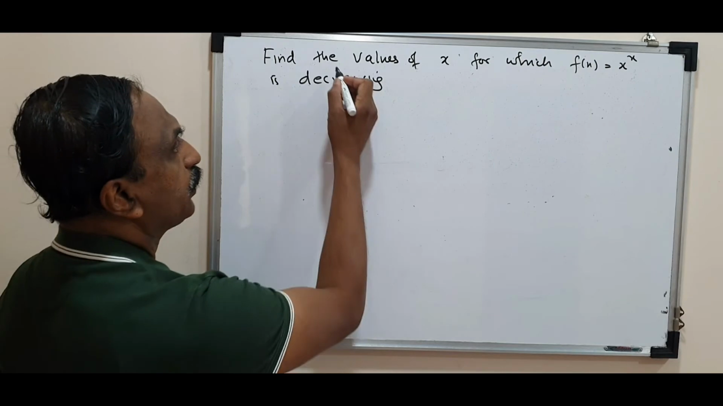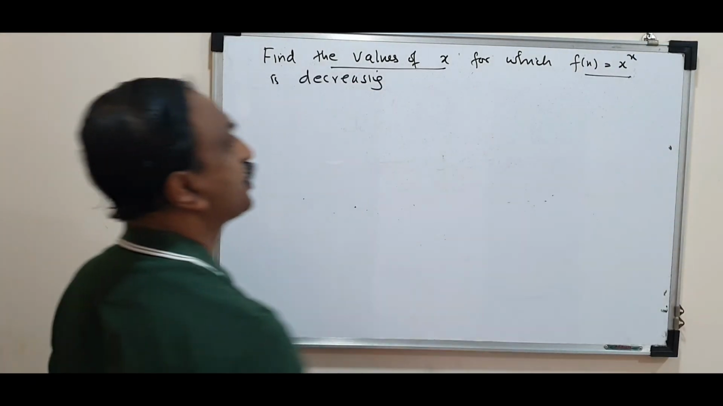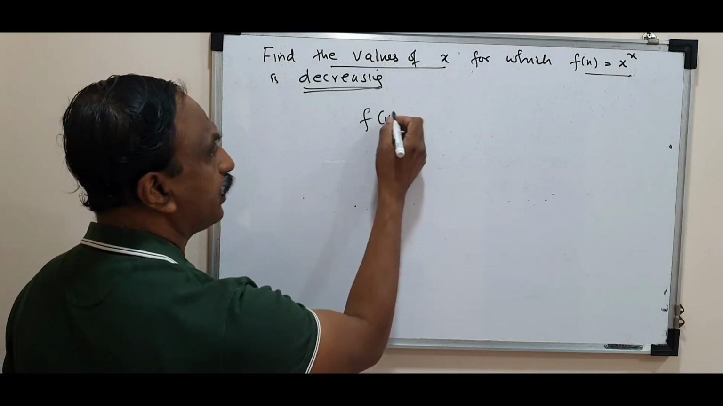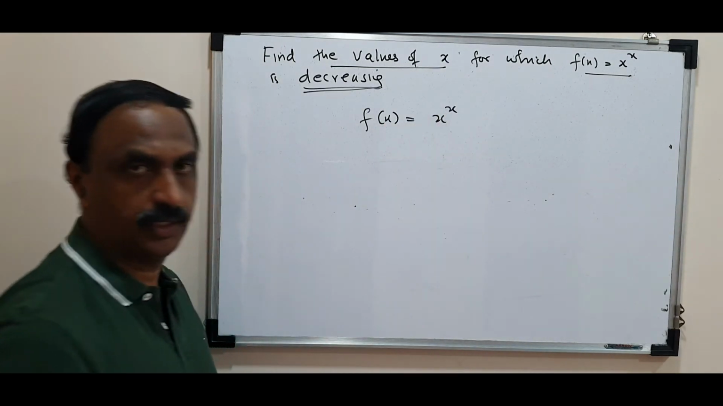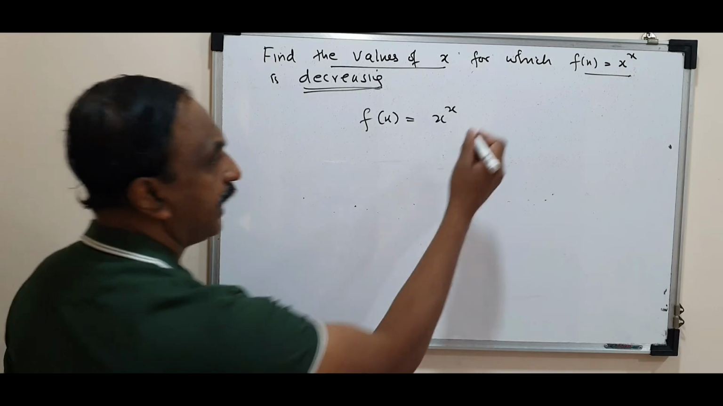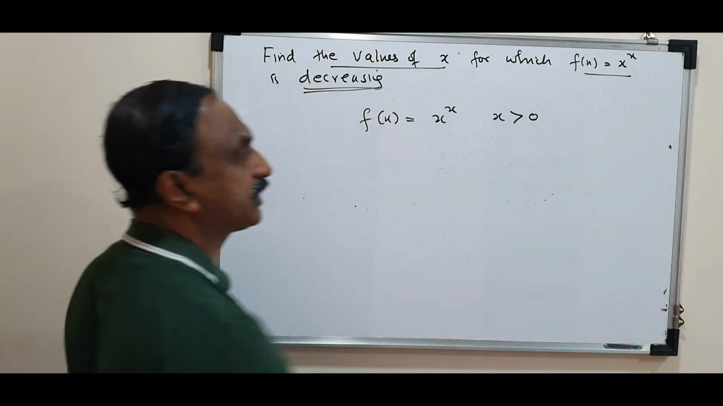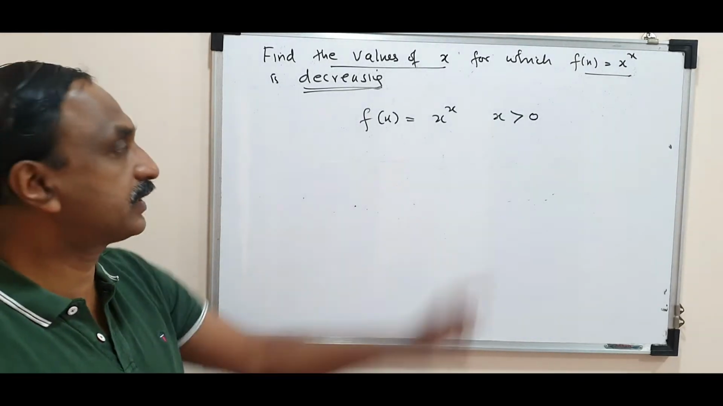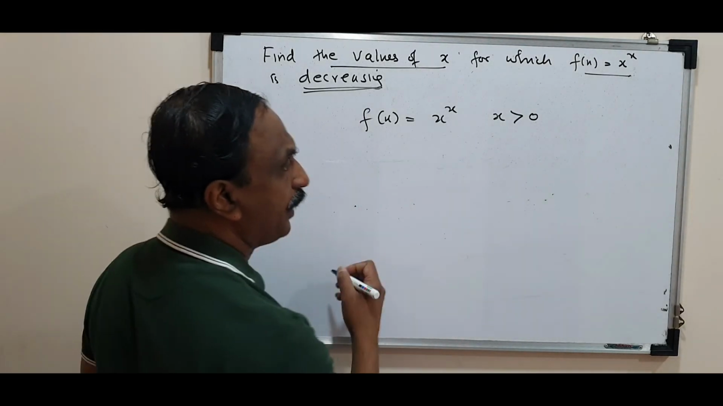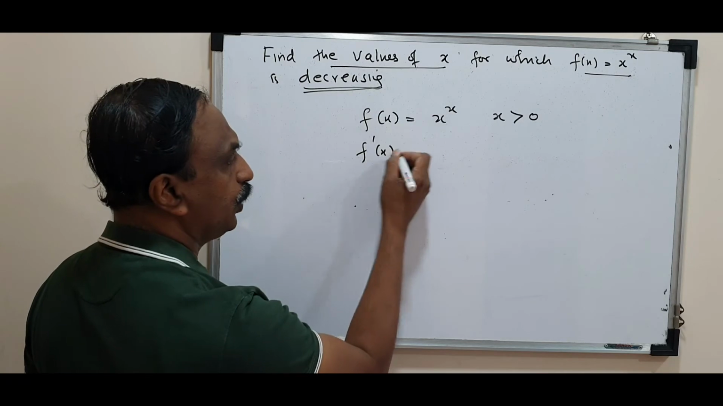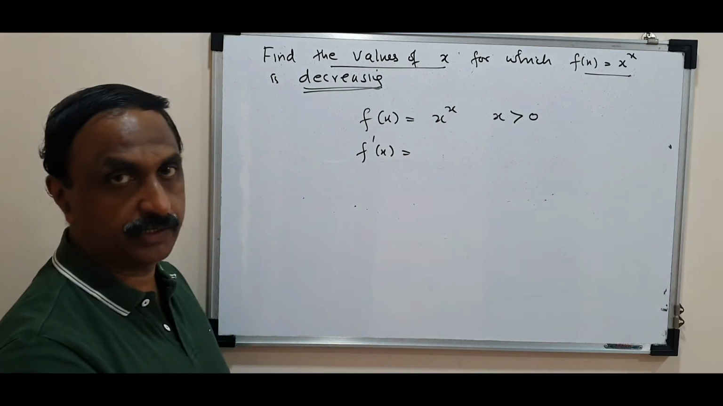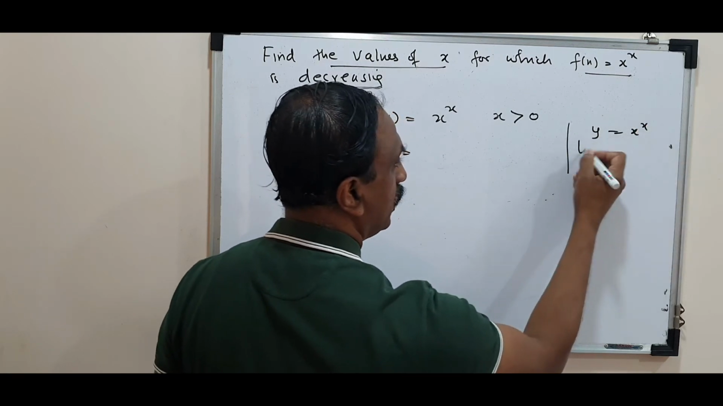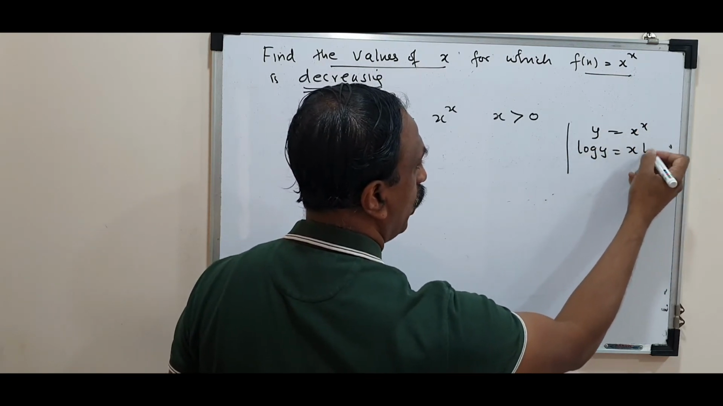Now find the values of x for which this function is decreasing. So we start with f of x is equal to x raised to x. First of all, remember this function is defined only if x is greater than 0. The function is not defined otherwise, so the domain of the function is x greater than 0. Then when you find the derivative f dash of x, you know base and power are both functions of x. Derivative is done by taking log. So y is equal to x raised to x. Log y is equal to x log x.